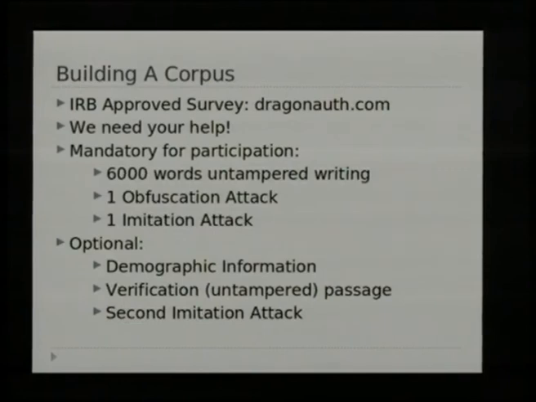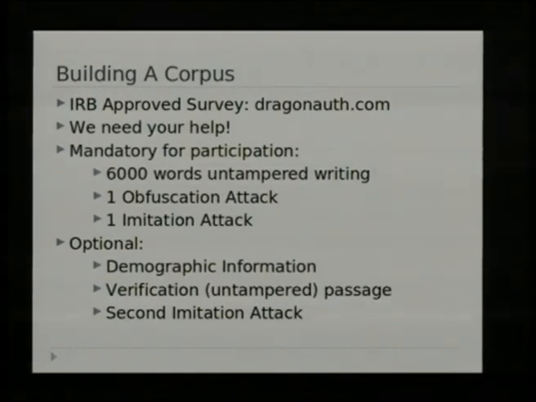So I mentioned the idea of having a large corpus, a large amount of material with which to test. This is the current stage that the project is in right now. And this is where we kind of need your help. We are looking to establish a large database of sample attack passages and untampered writing samples that can be used, both in this project and by other researchers to study adversarial stylometry.